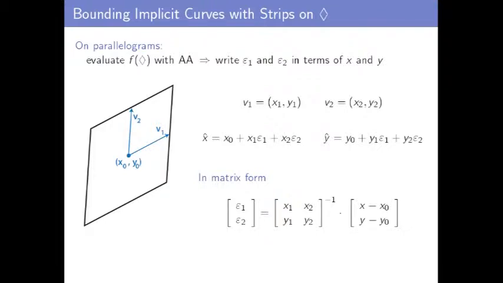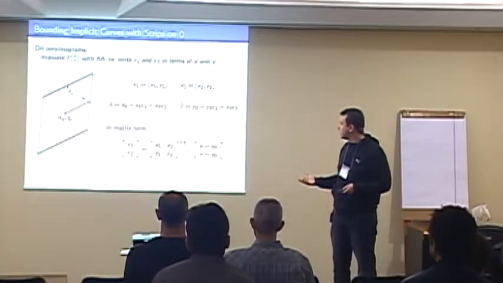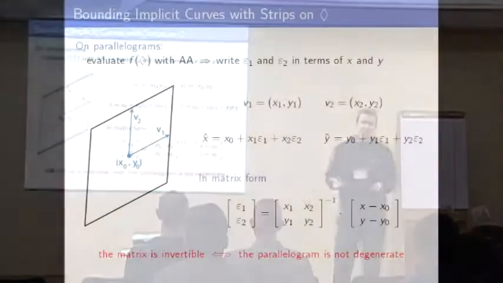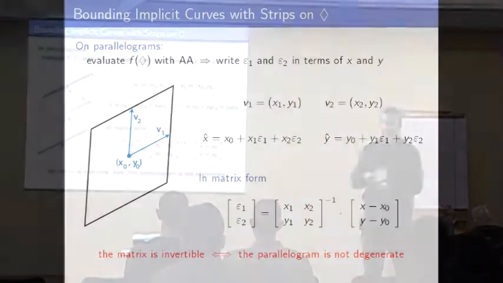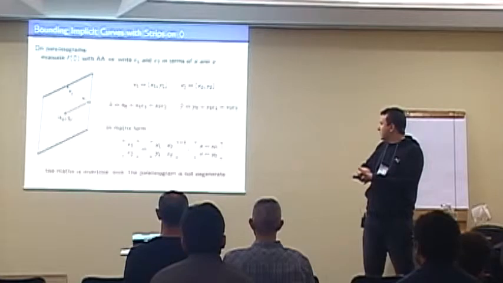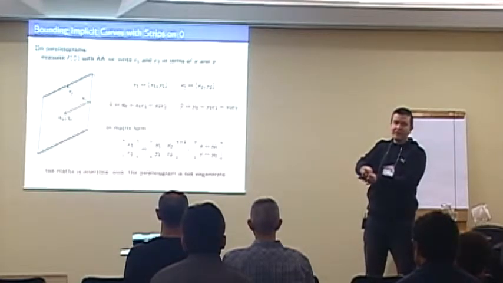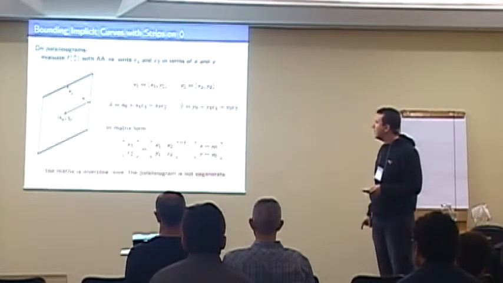But the question is, the matrix is invertible only if the parallelogram is not degenerate, because when this occurs, the vectors v1 and v2 are linearly independent, okay?